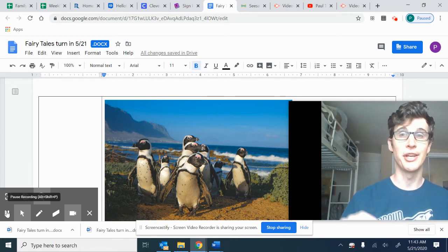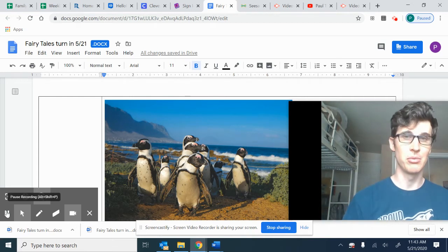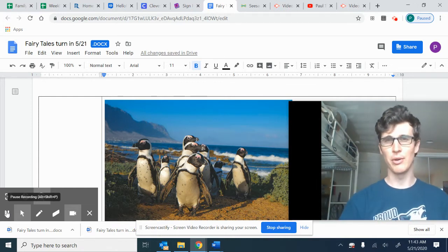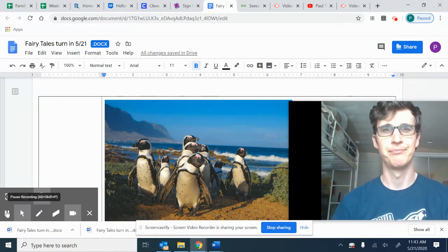It's actually a multi-grade one. So if you have a younger sibling or older sibling who goes to Highlands, they can actually do this number talk with you. So look closely right now at these penguins in this picture.